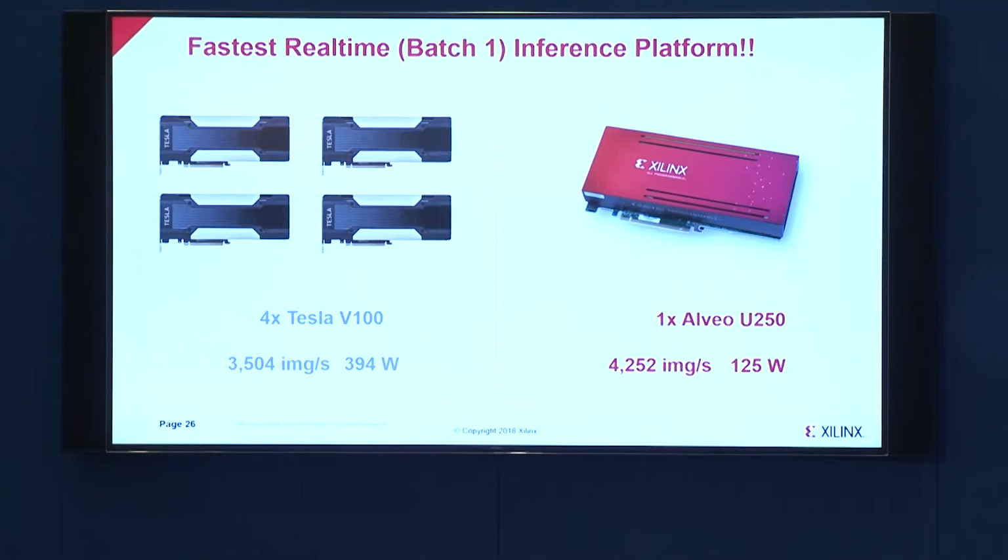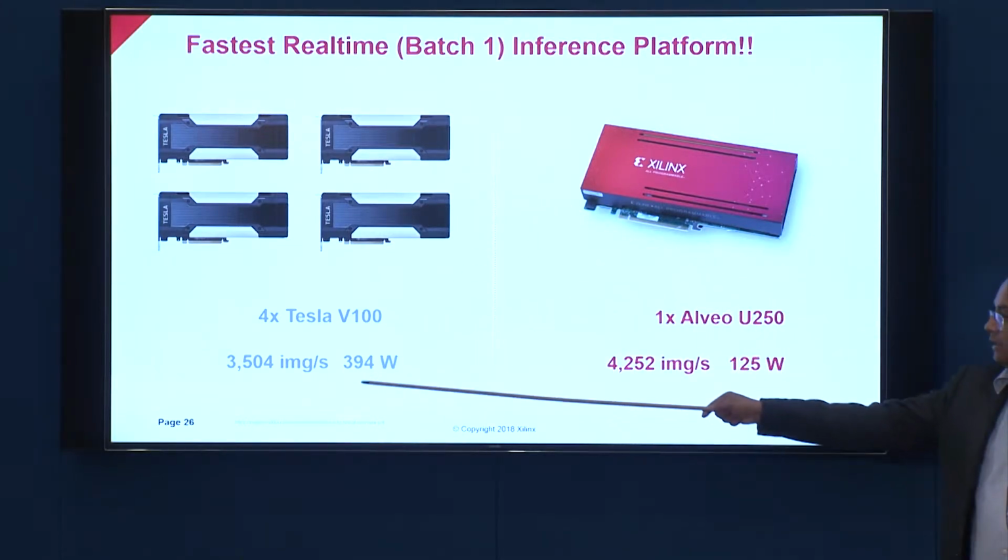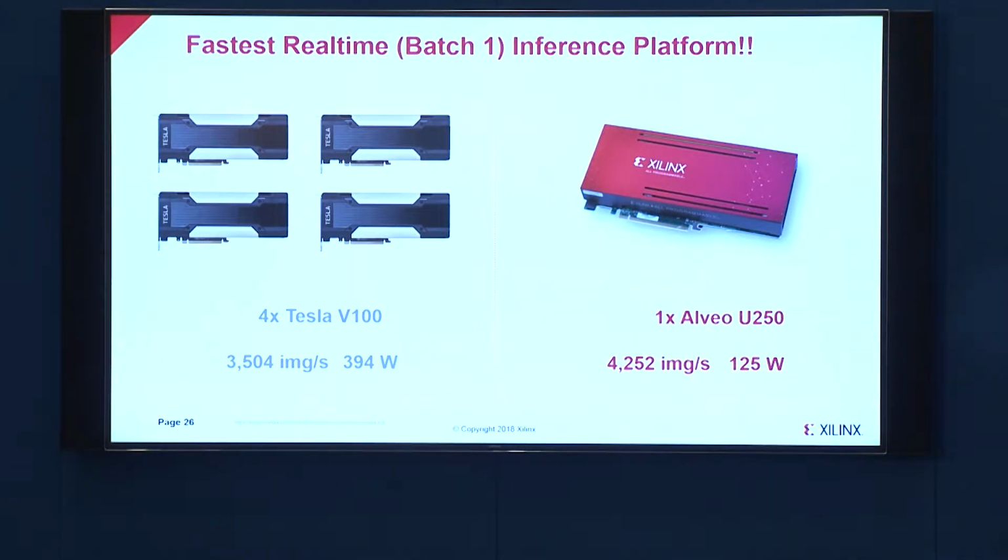And this is the benchmark that it was from. We basically compared a batch of 1 inference, okay? We just said, I want to do batch of 1, lowest latency, what is possible? So today, if you take 4 Tesla V100, it could do around 3,500 images per second. But with our Alveo U250 card, you should be able to do 4,200 images per second, batch of 1. All 4 engines running asynchronously.